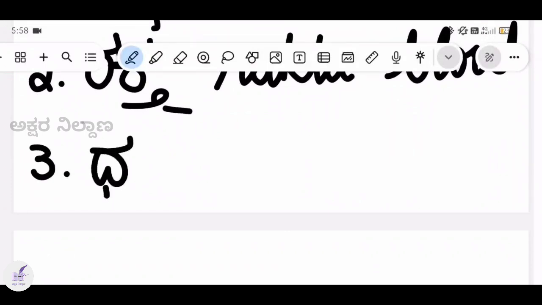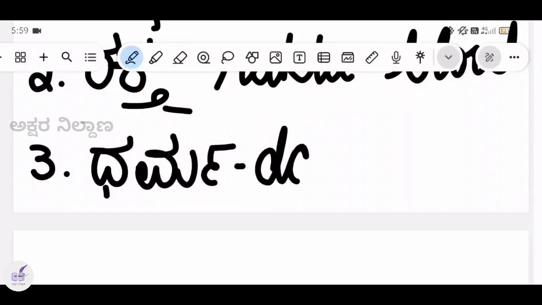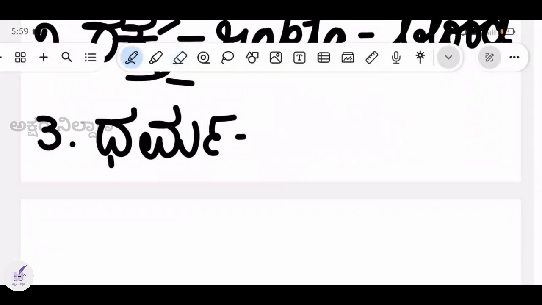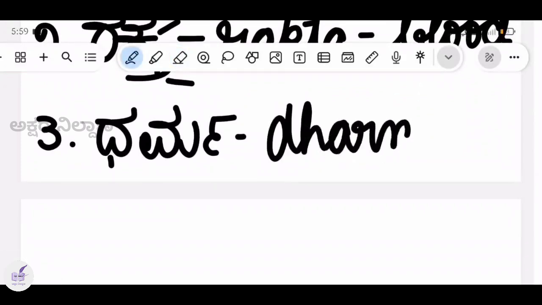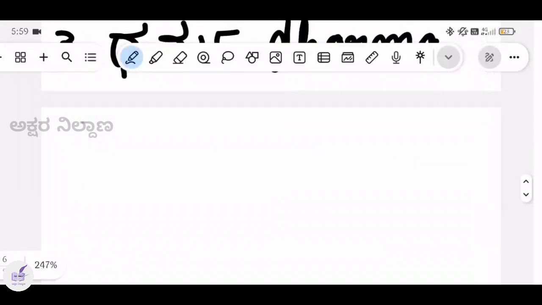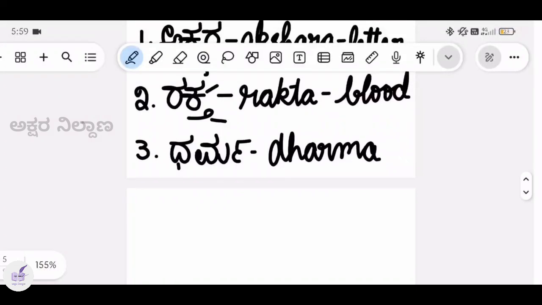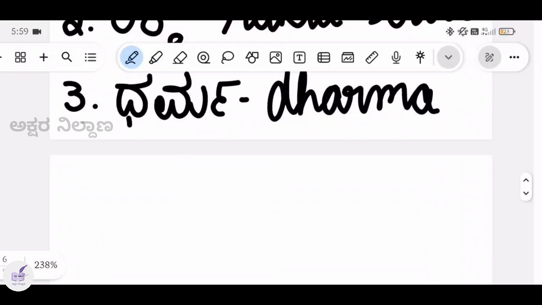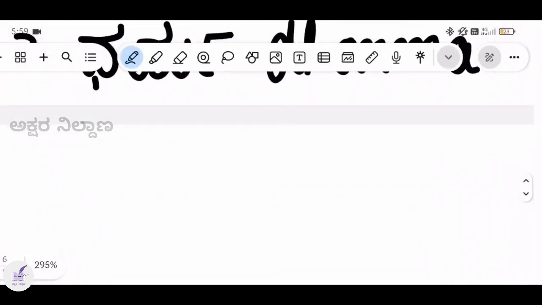Next, to see another example, we will see dharma. Okay, you might be knowing the meaning of dharma. Truth, dharma. Yes, these are all the examples that we can see. There are so many examples, we cannot take up all those examples in this session. Just for your reference, keep these things. In further sessions we will see some more words so that you will get the clarity.